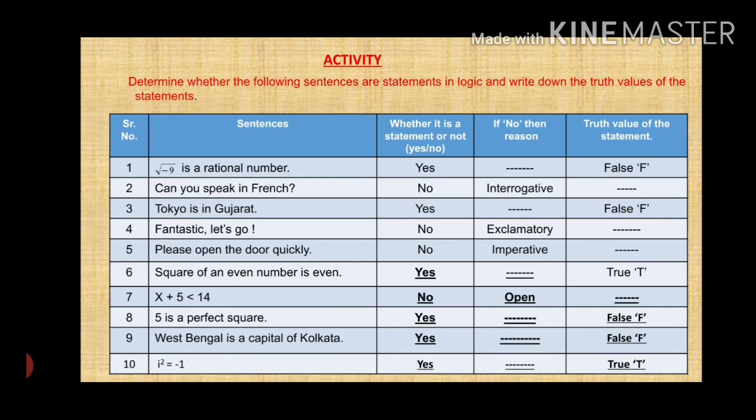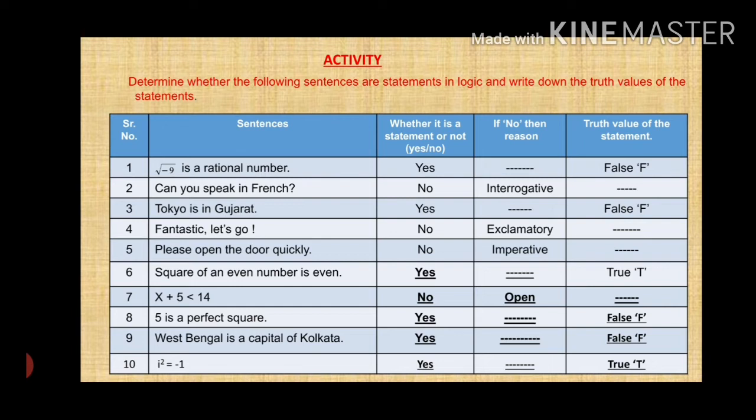5 is a perfect square. Now, is it a statement? Yes, it is a simple declarative sentence, so it is a statement. But its truth value will be false because 5 is not a perfect square. West Bengal is the capital of Kolkata. Simple declarative sentence, so it is a statement. But West Bengal is not the capital of Kolkata. Kolkata is the capital of West Bengal. So the truth value will be false.